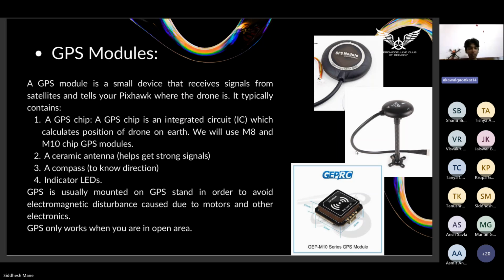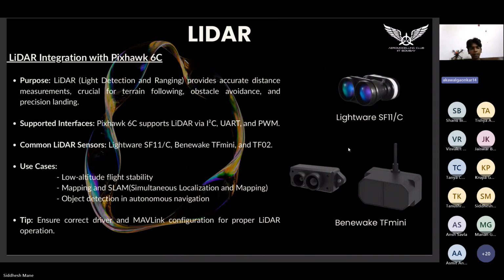और एक और बात, GPS only works when you are in open area. If you are in any building, तब GPS काम नहीं करेगा। ये बहुत इंपॉर्टेंट चीज है। तो इसका काउंटर करने के लिए we have different types of sensors जो मैं आपको आगे बताऊंगा। So moving on to next slide. हाँ, तो हमारा अगला सेंसर है लाइडर। LiDAR stands for Light Detection and Ranging.